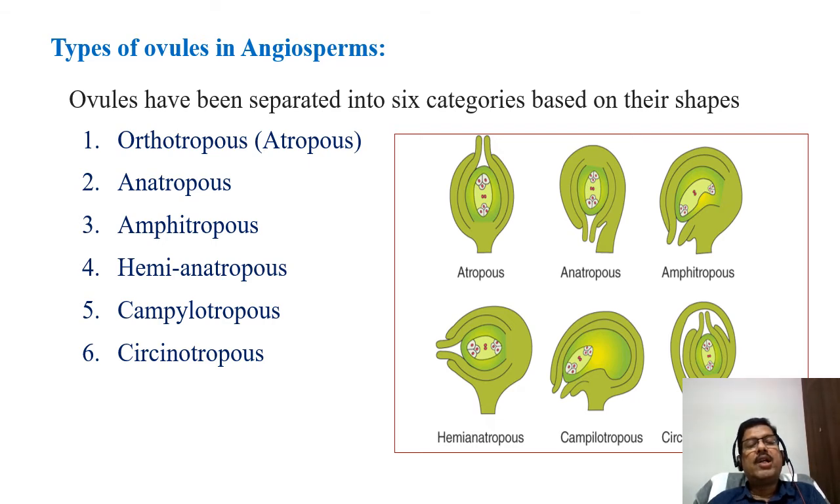Then the different types of ovules available in angiosperms. The ovules have been separated into six main categories based on their shape: orthotropous or atropous, anatropous, amphitropous, hemianatropous, campylotropous and circinotropous.